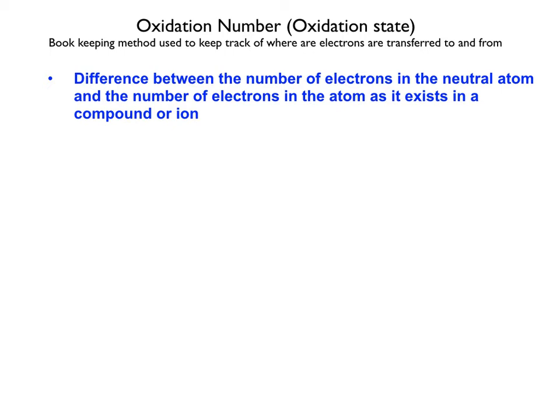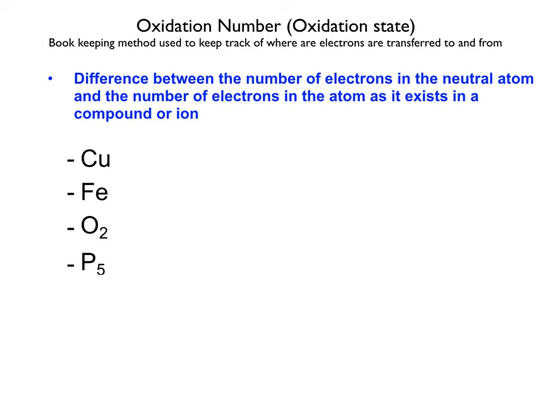So let's go through some examples of determining oxidation number, and then we'll come up with a general set of rules to help us assign oxidation states. The first set of examples we'll look at are these atoms here. We have metallic copper, metallic iron, O2, and P5.